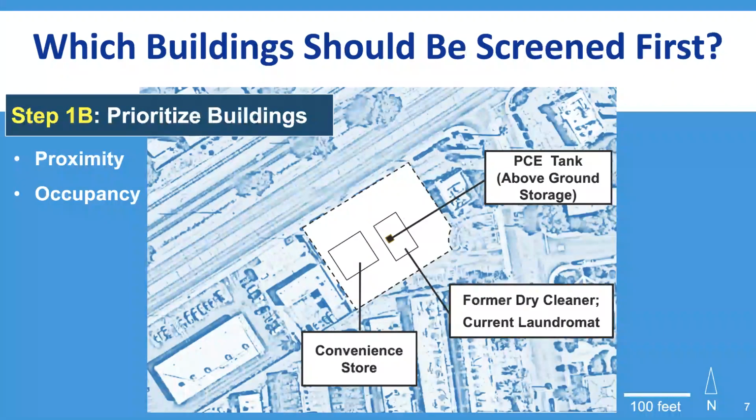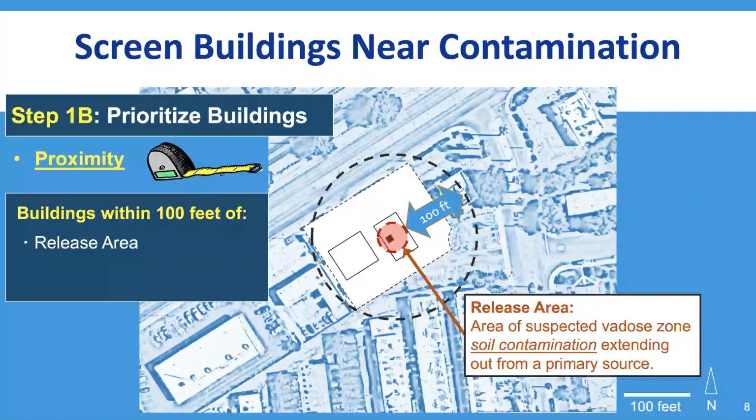Now we will decide which buildings should be screened first using Step 1B. When prioritizing buildings, you should consider both the proximity of buildings to contamination and whether buildings are occupied or not. Let's first focus on proximity. Initial screening should include all buildings within 100 feet of a release area.